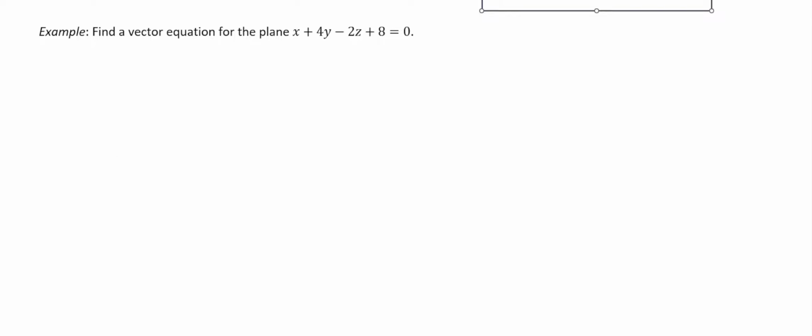So what I'm going to need to do, to find a vector equation of a plane, is I need my basis vectors a and b, okay? And then I need a point on the plane. Remember that you can make a plane if there are 3 points. If you have 3 points, you can make a plane.